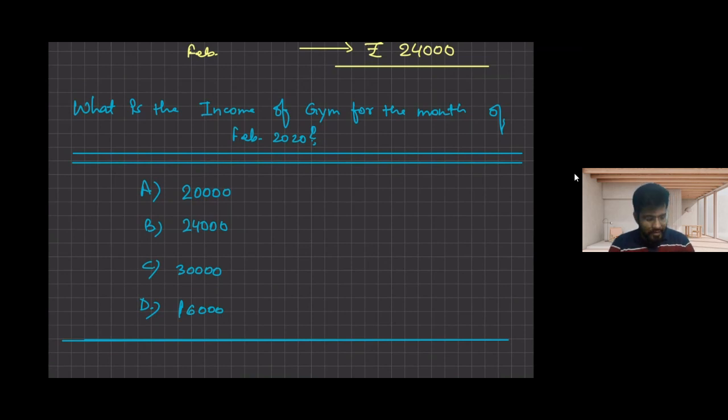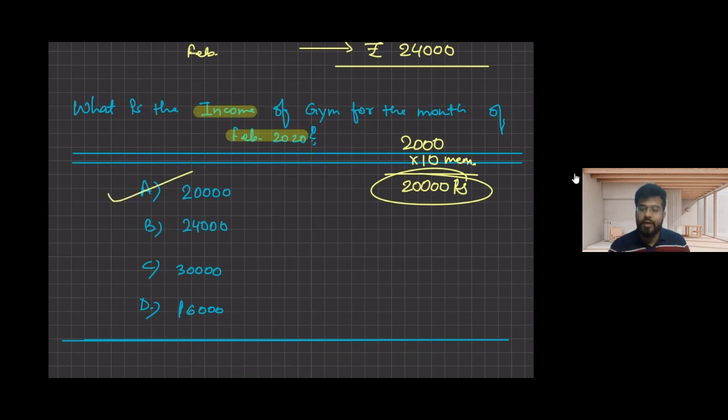Wow. Lovely answer, my dear. Anyone else want to try? Or should I explain you? Sir, you're talking about the income of February. So income would be obviously, sir, rupees 2000 I need to receive from 10 members. So income would be 20,000 rupees only, which is option number A.